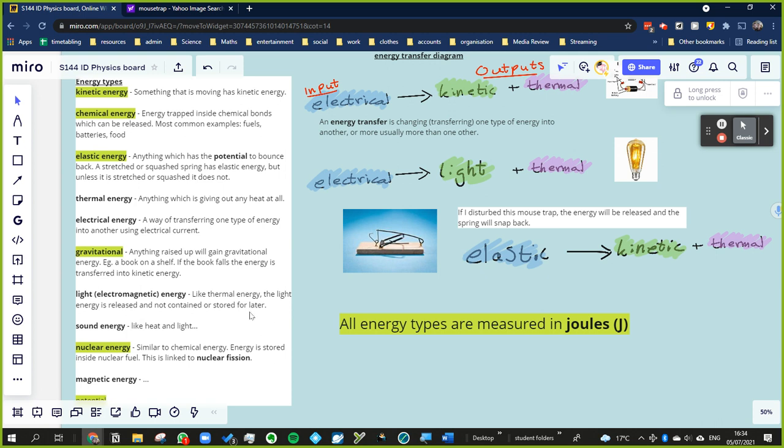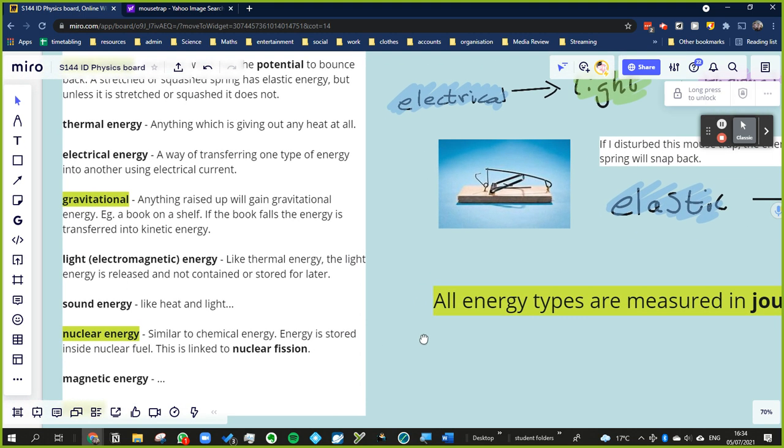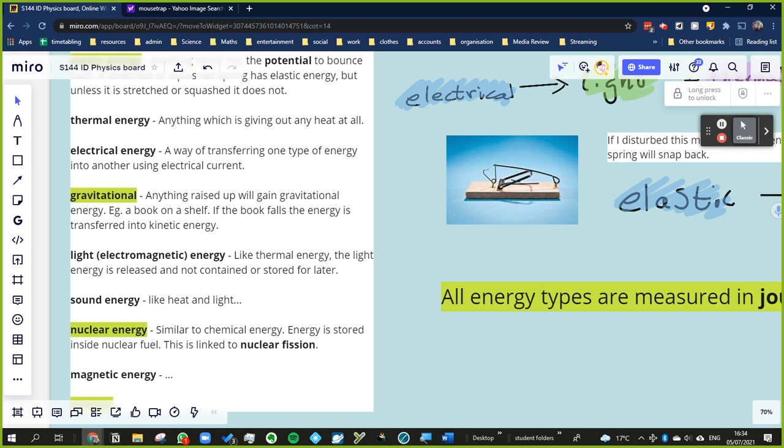We've got light energy, otherwise known as electromagnetic energy. Like thermal energy, it's just released. It can't be contained or stored for later. The reason why it's also called electromagnetic energy is because light is just one type of electromagnetic wave. There are other types, such as infrared, and we don't call that light because we can't see it, but it is there, just like light, and things give out thermal infrared energy. And the same with ultraviolet and radio waves and microwaves, all those kinds of things.